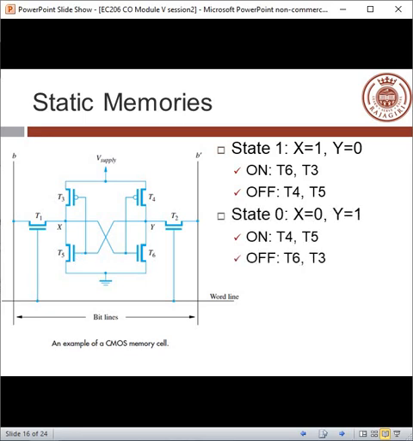If it is state 0, x is 0 and y is 1. So x is 0, and 0 is at the input of the gate of T4. So T4 will be on, T6 will be off. Y is 1, that means T5 will be on and T3 will be off.